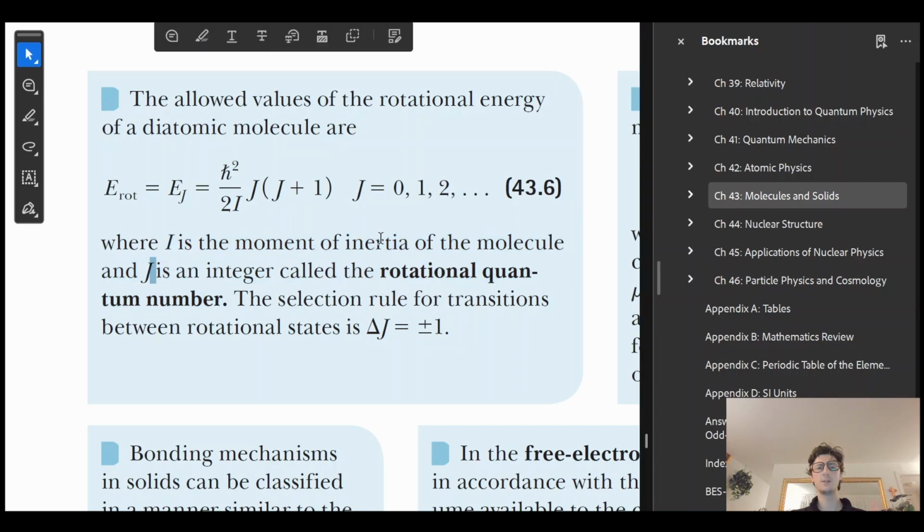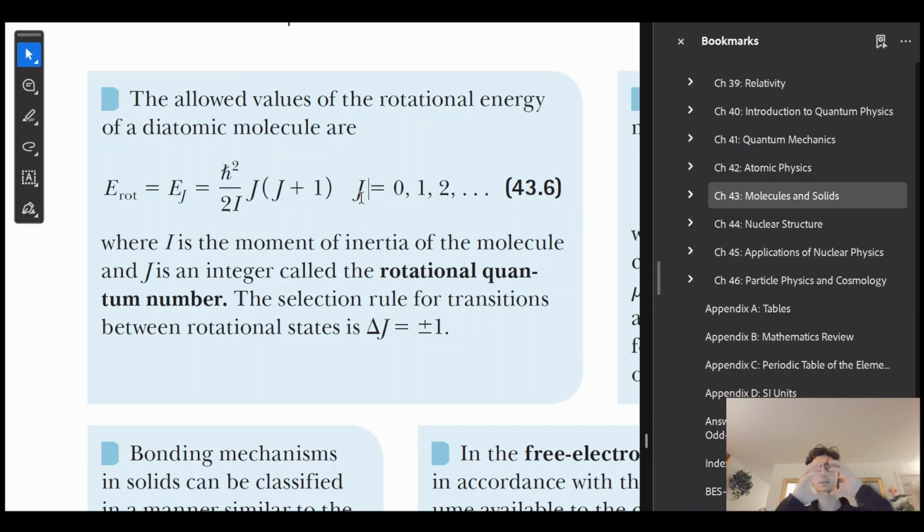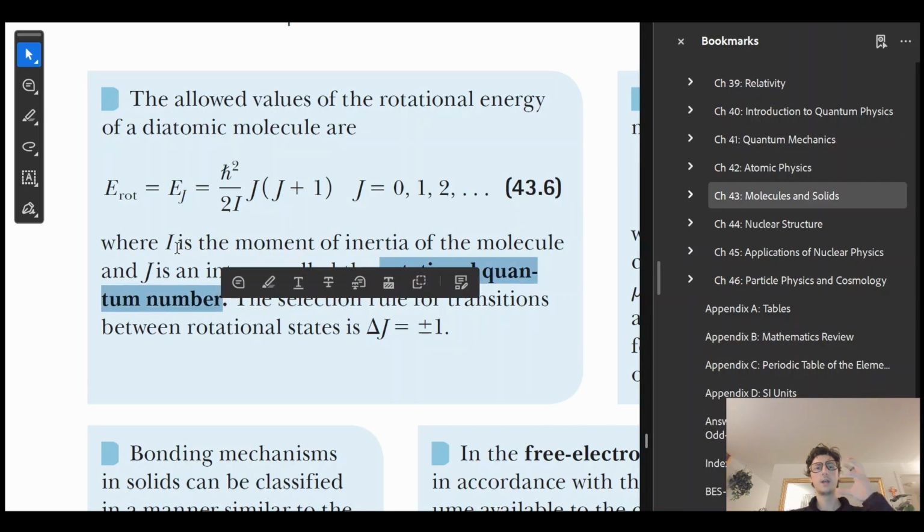So J is very similar to n, except when n was talking about those shells that the electron can exist in around the nucleus, J is a different quantum number. It is a rotational quantum number. A diatomic molecule, you can imagine like a carbon atom bonded to a carbon atom, or maybe hydrogen bonded with oxygen. They can rotate like this, right? I guess they can only rotate in specific, locked quantum states, just like how the electron can exist in only specific shells. This is the exact same thing.